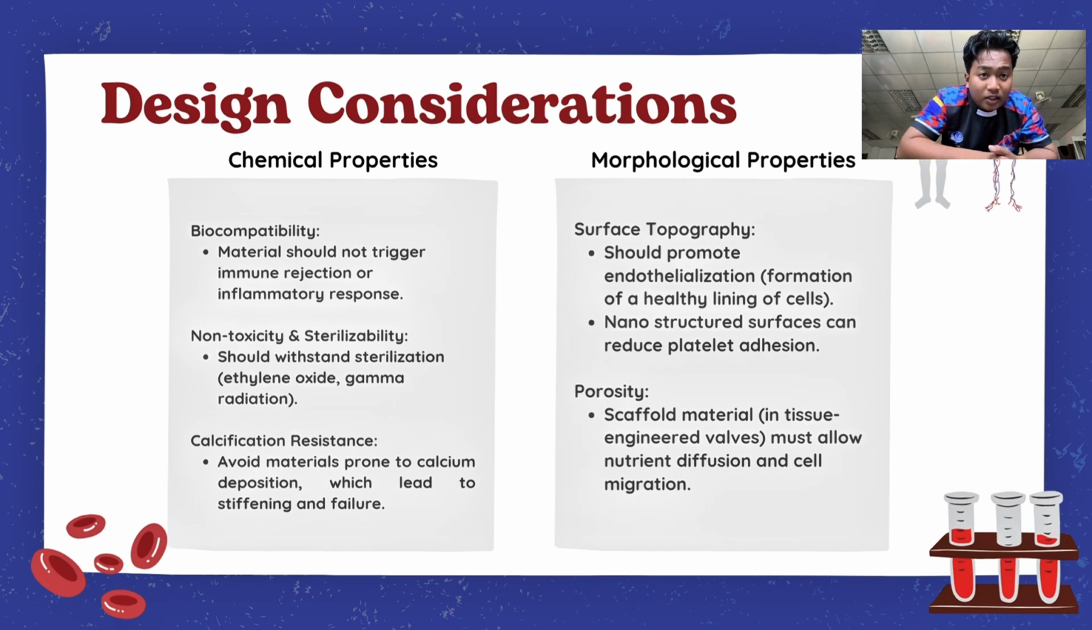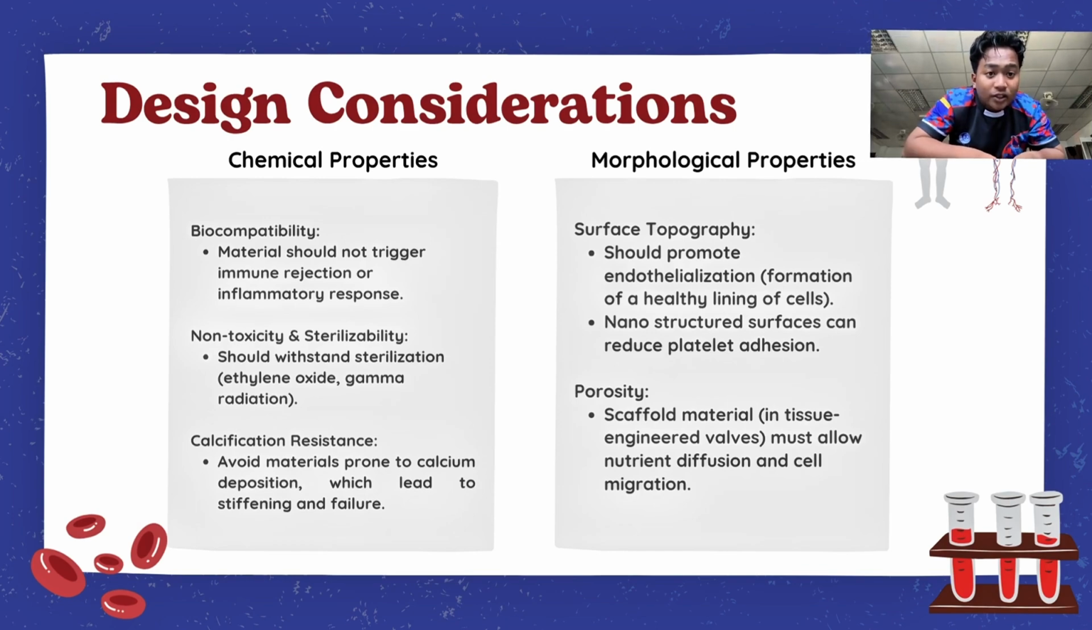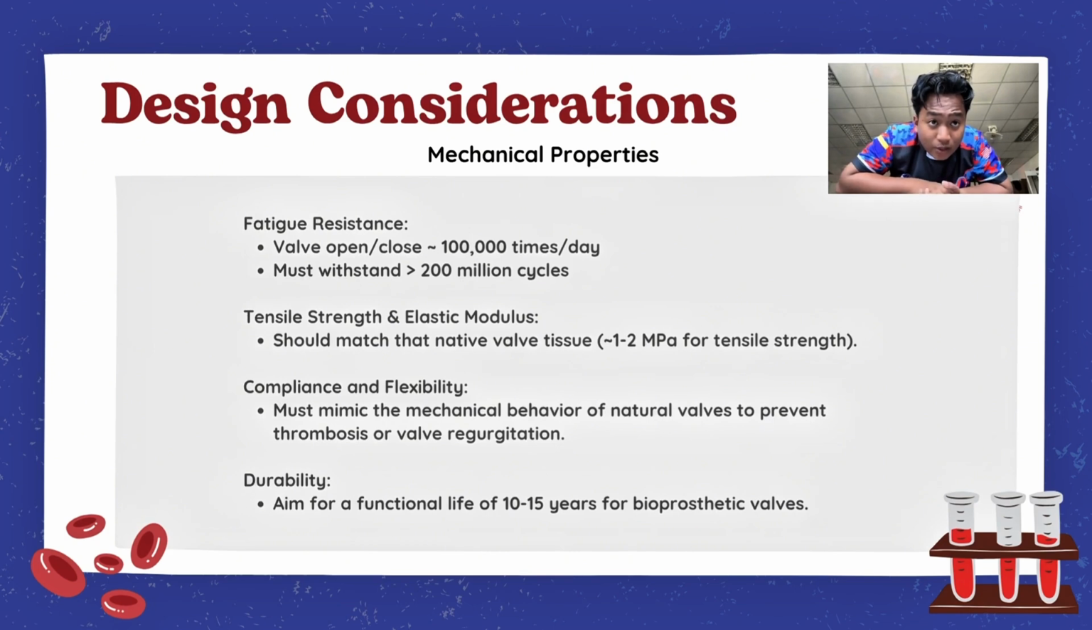And the second part is morphological properties. The valve surface topography should encourage healthy cell lining. For example, nanostructured surfaces help reduce platelet adhesion, lowering the risk of blood clots. If tissue engineering is used, porosity in the scaffold must allow nutrients and cells to move through, ensuring tissue integration. Okay, we move to the third part, which is mechanical properties.